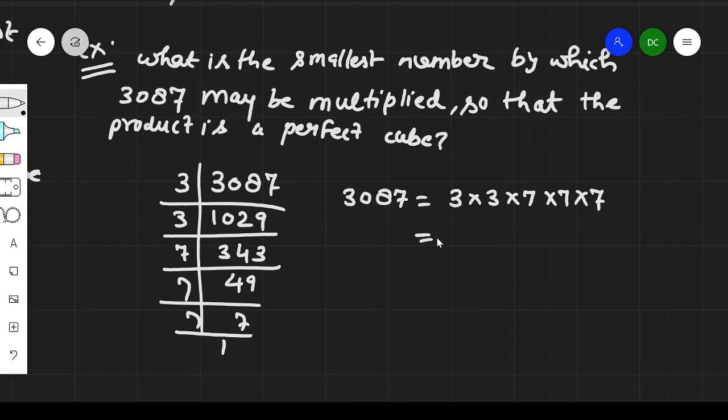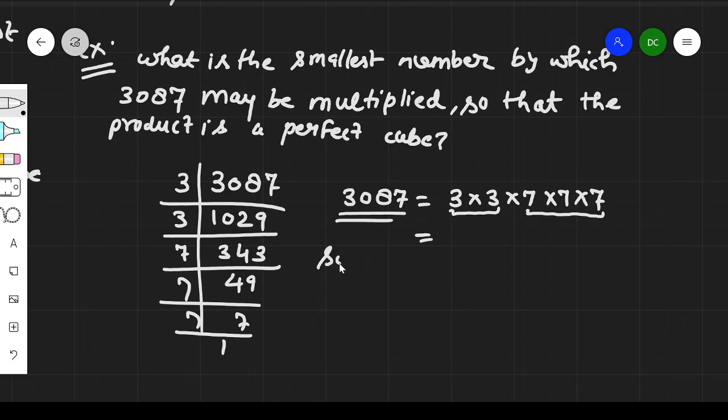So as we all can see that triplet of 7 is here, but 3 has only 2, that means a double of 3. We need a triplet if we wish to have a perfect cube number. So by which number should we multiply this to make it a perfect cube? We all very easily can see that if one more 3 would have been here, it would be a perfect cube.